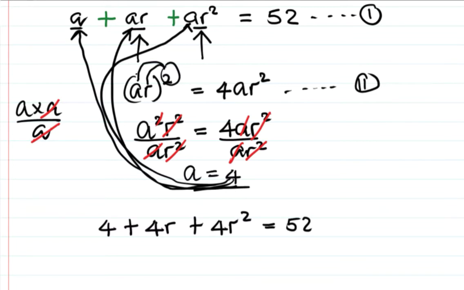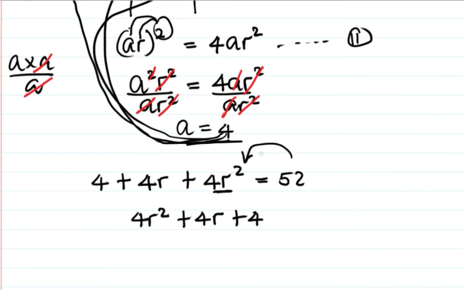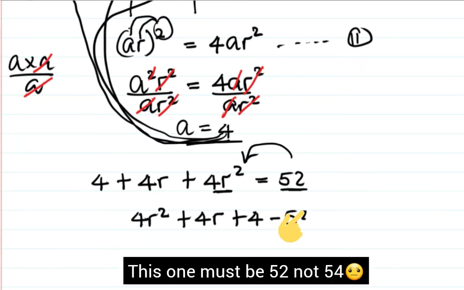We have a quadratic equation. Our variable is R square, so we can do 4 R square, then plus 4 R, then plus 4. Then we move to the other side, and the positive becomes negative, so we can put here minus 52 is equal to 0.